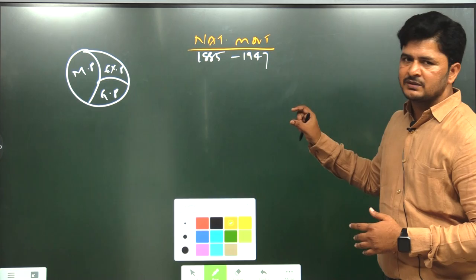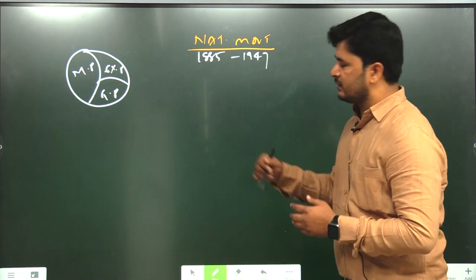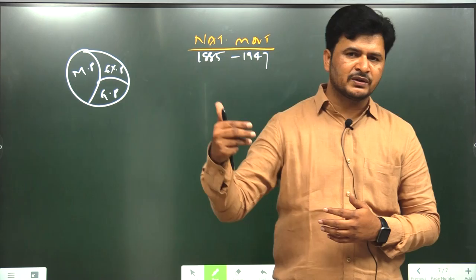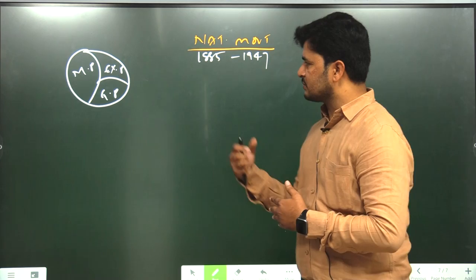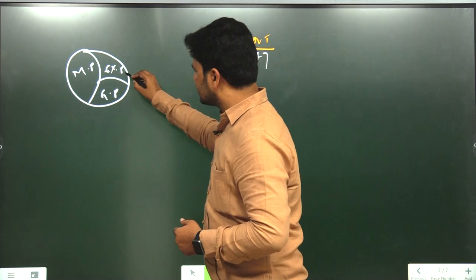So under the tag called moderate phase, we are going to learn what was the goal of the Indian National Congress between 1885 to 1905, what kind of methodologies were used by the Indian National Congress, and what kind of programs were organized by the Indian National Congress between 1885 to 1905. Their outcomes we'll discuss when it comes to the extremist phase.